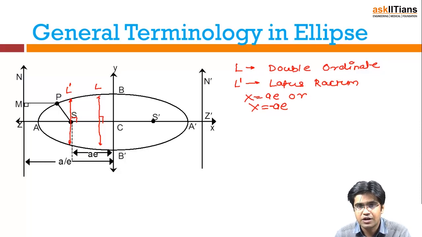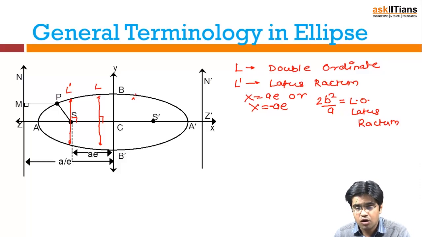So I am going to tell you the direct result. The length of half the latus rectum is b square by a. If I multiply it by 2, then this is the length of latus rectum. 2b square by a is the length of latus rectum. So this is all about the terminology in the ellipse.